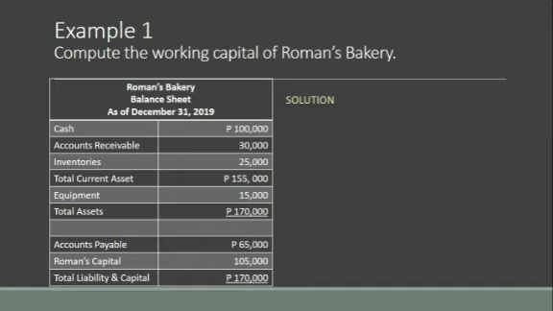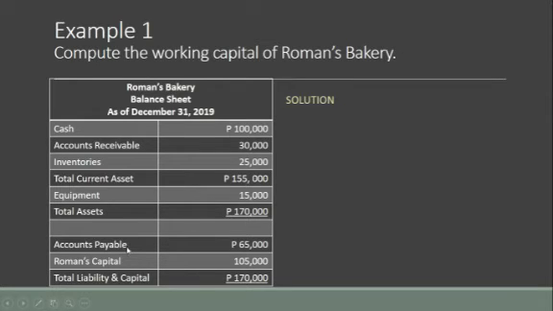So, for example, in computing the working capital of Roman's Bakery, here is a provided financial statement which is the balance sheet. Sa 2019, merong cash na 100,000. Sa accounts receivable, meron tayong 30,000. Sa inventories is 25,000. And the total current assets is 155,000. So, meron din tayong equipment which is the non-current assets, 15,000. So, in total assets, meron tayong 170,000.